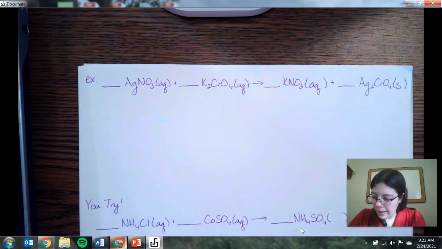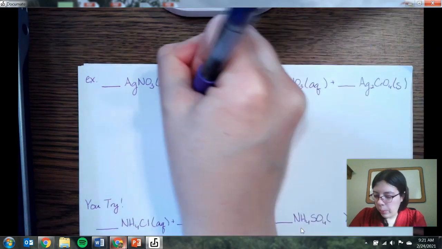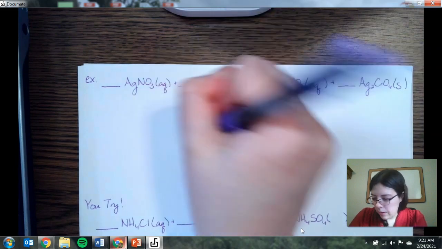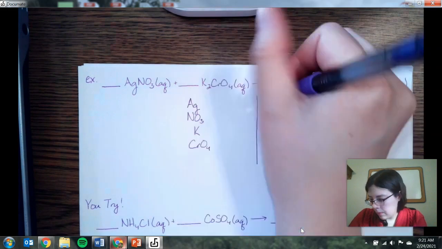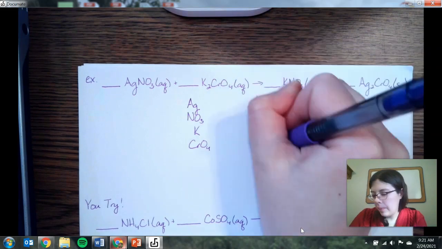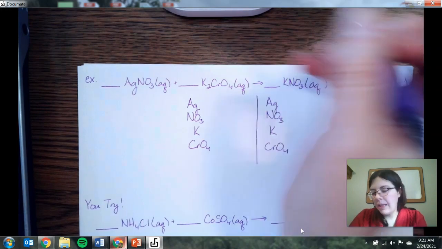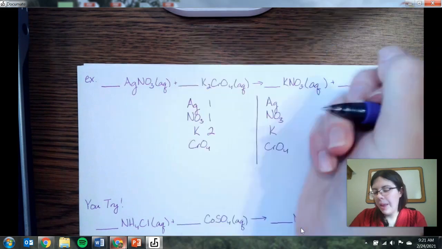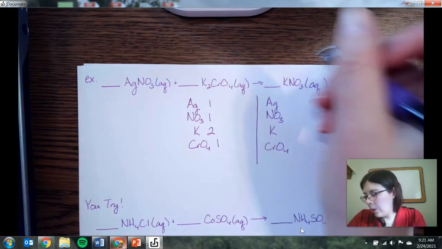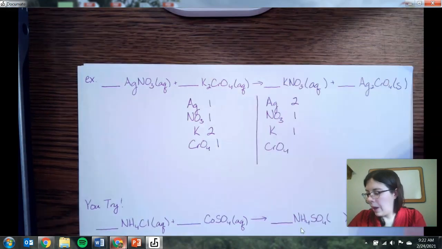Okay, so let's go ahead and balance this. Now remember, you have two options. You can either balance each atom individually, or you can group together your polyatomic ions, whatever you prefer to do. I'm just writing my atom inventory. On my reactant side, I have one silver atom, one nitrate, two potassium, and one chromate. On my product side, I have two silver, one nitrate, one potassium, and one chromate.